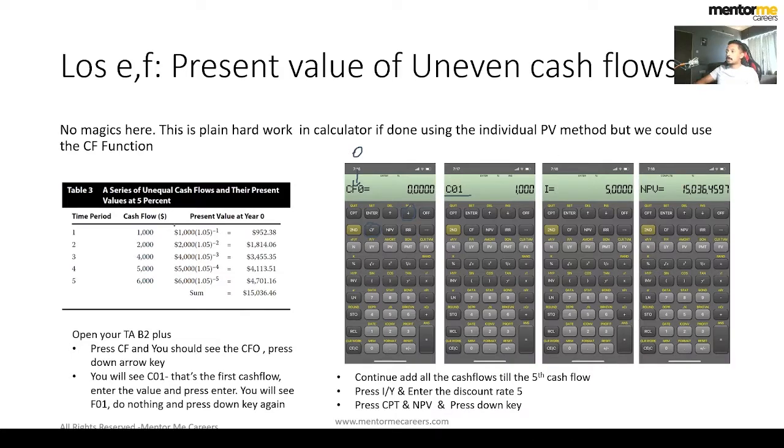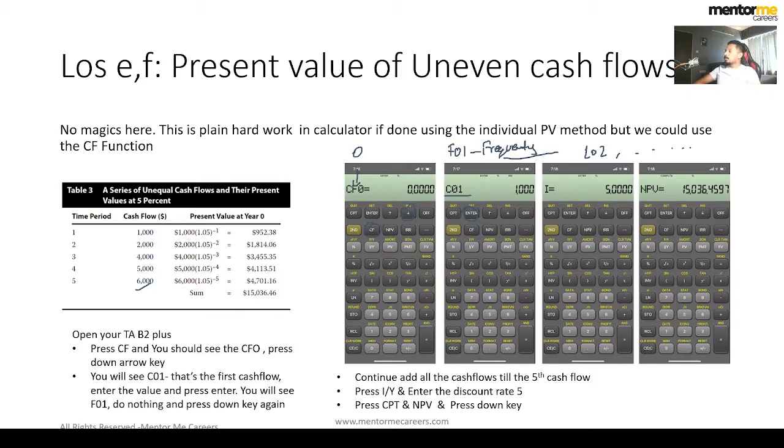Now you put whatever your cash flow is, 1000, right? So you put 1000 and press enter. Make sure that you press enter. If you do not press enter, the value is not taken in the calculator. And when you press the down arrow key, it will show you F01, which means it's asking you the frequency. By default, it is 1. So you just press the down arrow key again, and it will give you C02. And then the same thing will continue till wherever you want to take it, till the 5th cash flow.